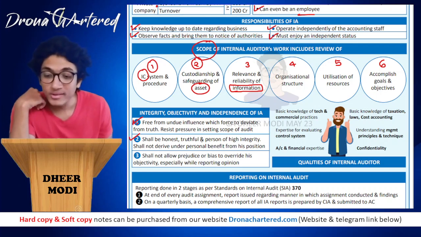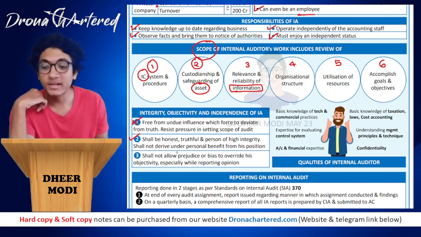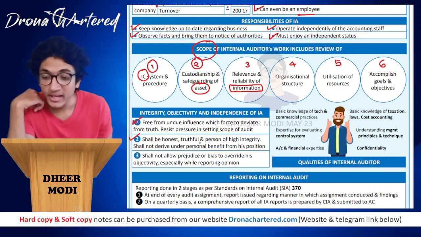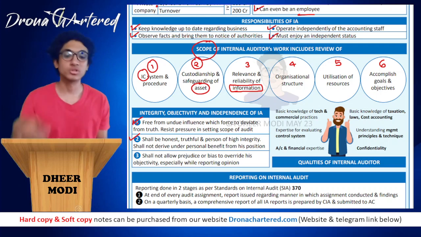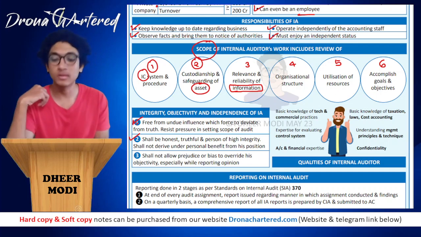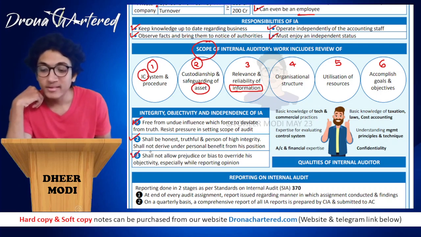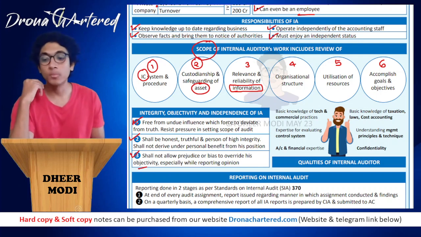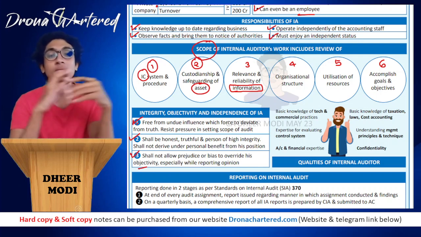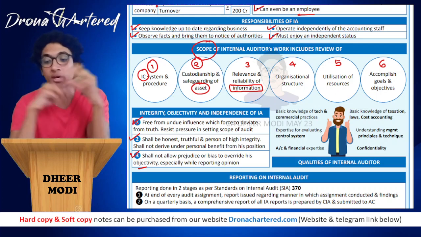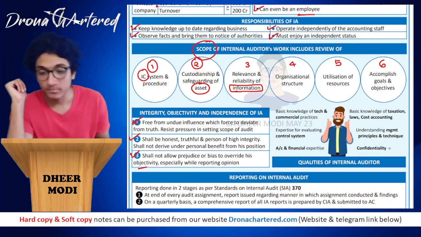He shall be honest, truthful, and a person of high integrity. He shall not derive any personal benefit from his position. That means if, because of being an internal auditor, there is some chance of getting any personal gains, he shall not do those. And he shall not allow prejudice or bias to override his objectivity, especially while reporting an opinion. That means he should not be biased towards someone or towards a particular area. He should be objective about this.